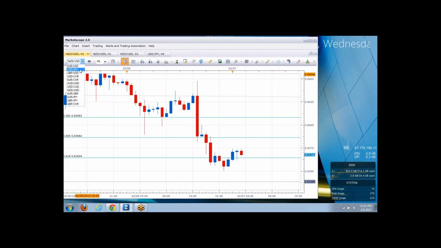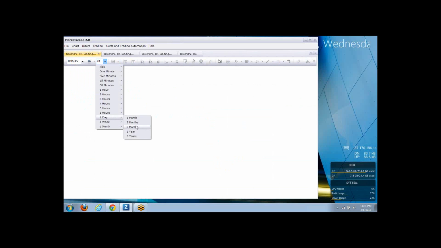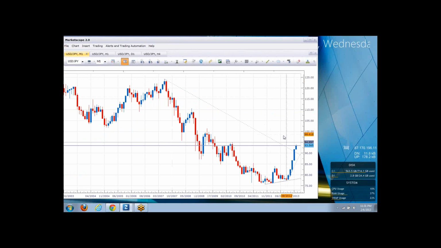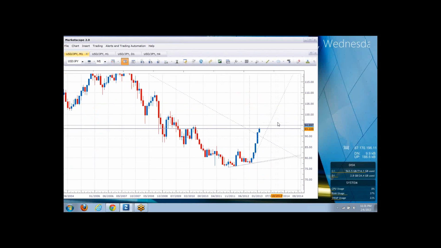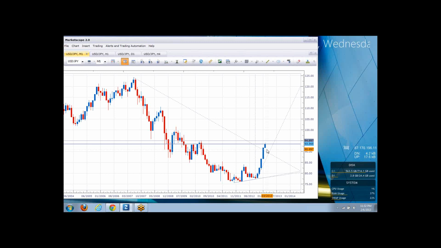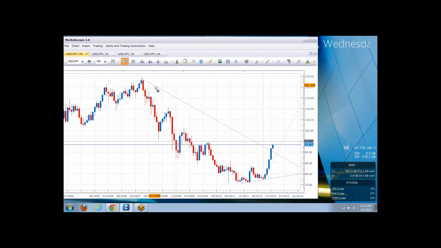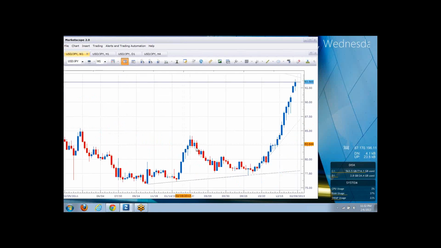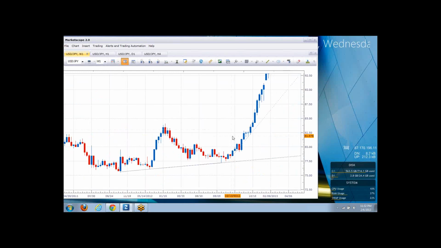How about the dollar yen? This is an interesting pair. Okay, I'm going to take a look. Monthly chart, buyers are still in control on the monthly chart, broke through a significant downtrend. Weekly chart, similar story. Zoom 2 years.